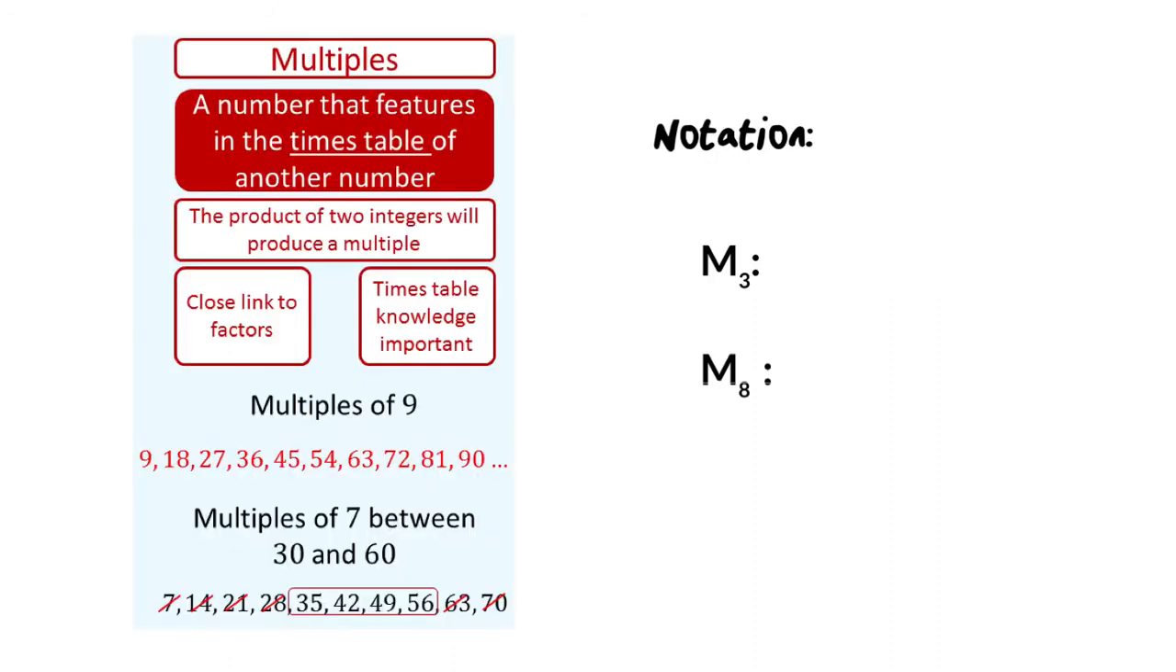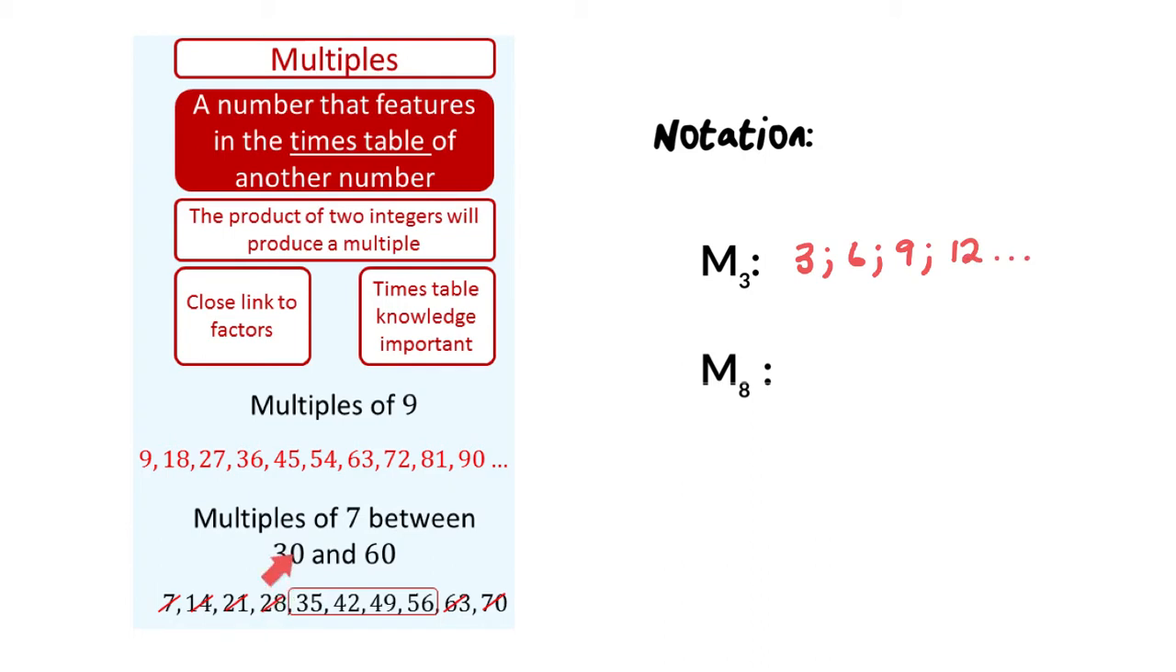A multiple is a number that features in the timetable of another number. So when in primary school you counted in threes or you counted in eights, those were multiples. The notation for multiples is a big M with a subscript of whatever your multiple is. In this case, we have 3. So when writing the multiples, you will start with 3 and then basically count in threes like you did in primary school. But of course, this can go on forever and ever.